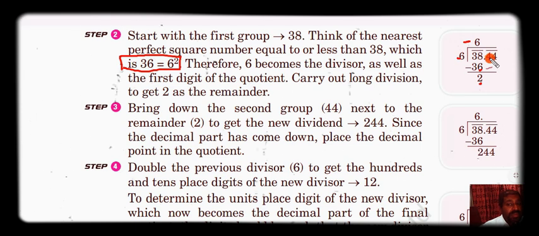Now we are annexing the next pair, the number 44, which comes after the decimal sign. The decimal sign will get shifted toward my quotient part. So you can see here they have written 6 point, and 44 they have brought down. That's the normal process, what we have done in normal division.